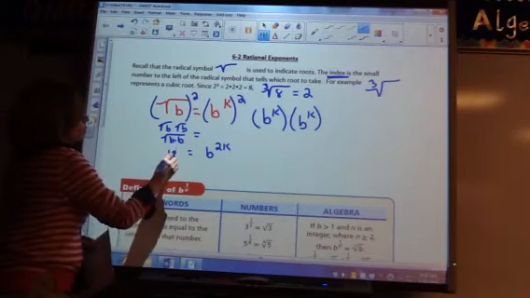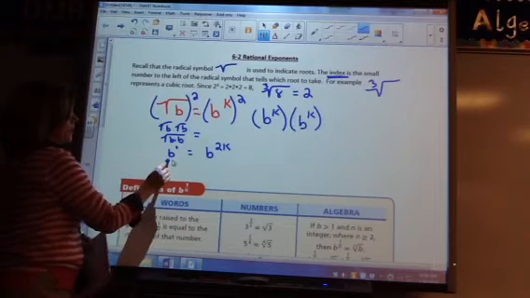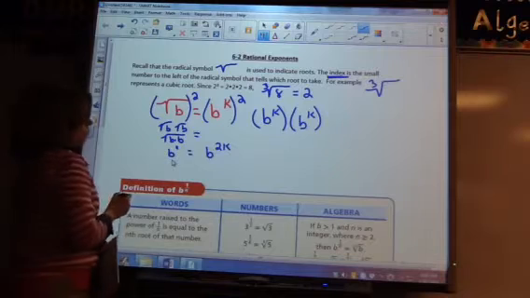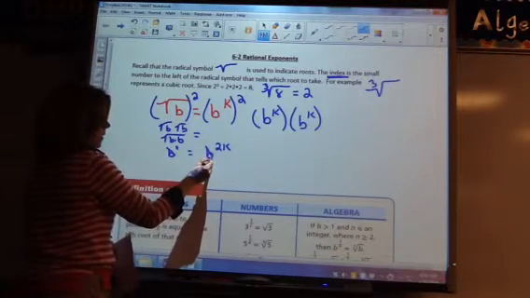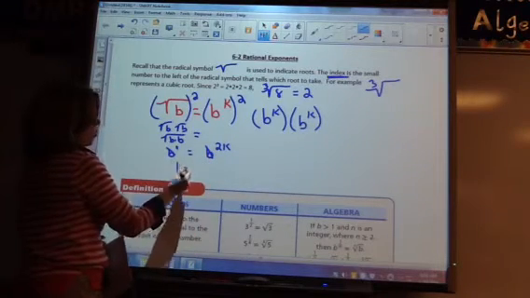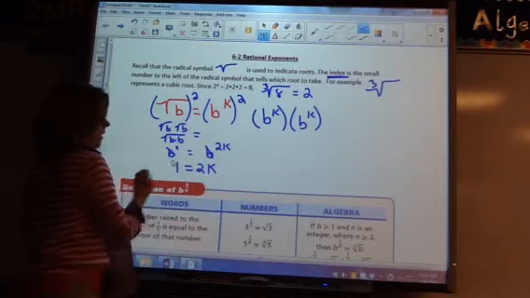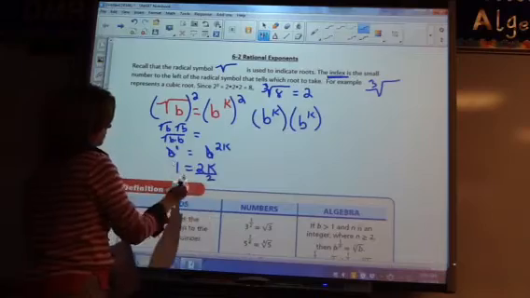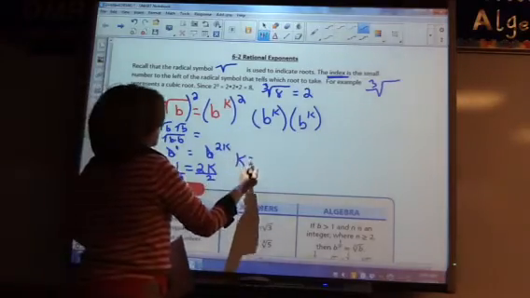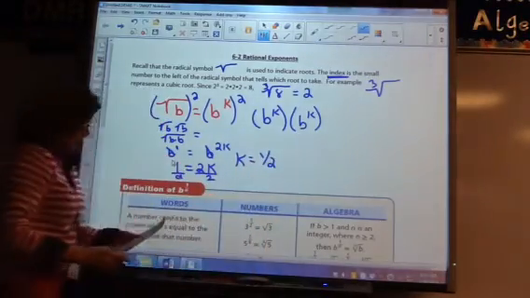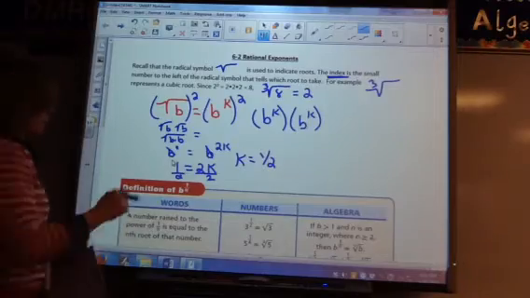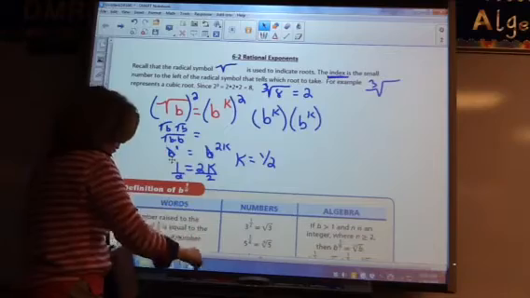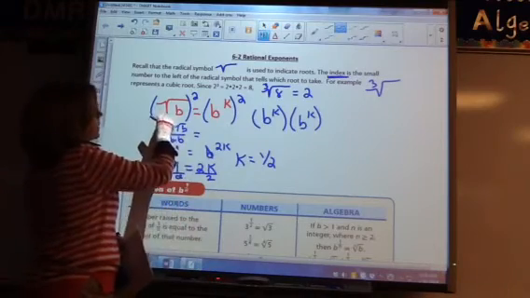What we want to do is solve for k. So b is the same as b raised to the exponent of 1. So we can cancel out these b's, our bases, and put 1 equals 2k. So what does k equal? K equals 1/2, right? So, guys, you don't need to be able to prove this, but I want you to understand how we get from here to here.